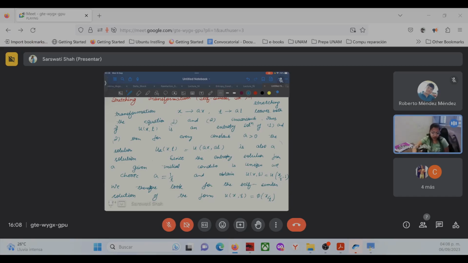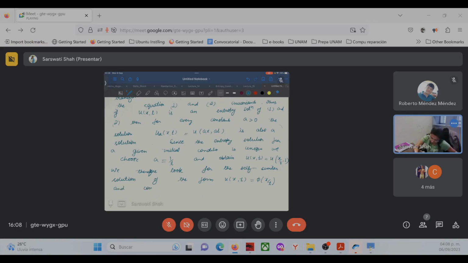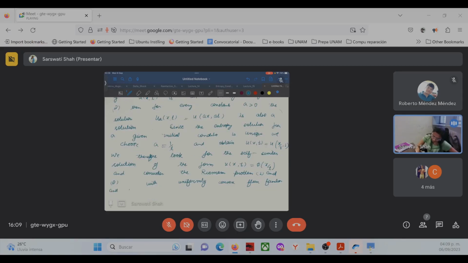1 comma 2 with the uniformly convex flux function, and u_l is less than u_r, then the convexity implies, since this is a convex flux function, the solution is a unique entropy solution, and since it is monotonically increasing, the convexity implies f dash of u_l is less than f dash of u_r.